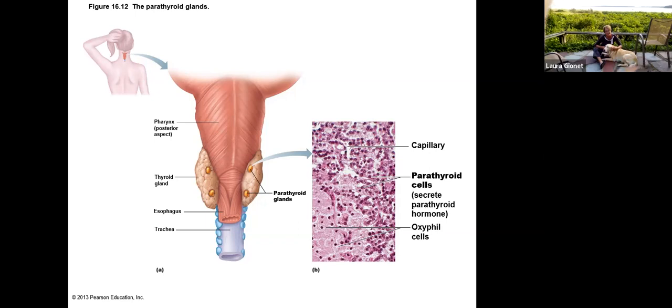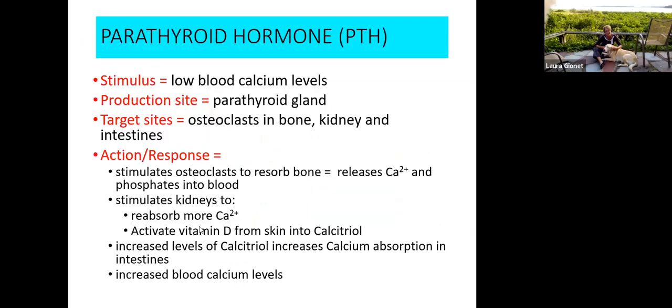But as you know, we looked at parathyroid hormone in AMP1. So we're going to look at how it works. It's a little more complicated than the thyroid gland. So the stimulus for PTH is low blood calcium levels. Production site is the parathyroid gland. It targets the osteoclasts, the kidneys, and the intestines overall.